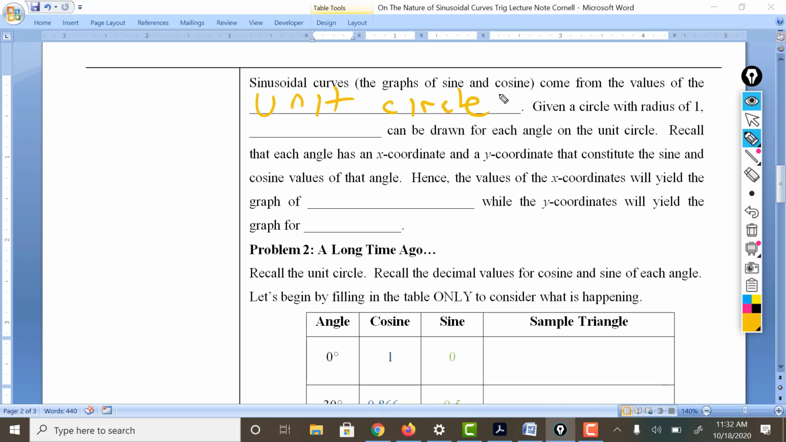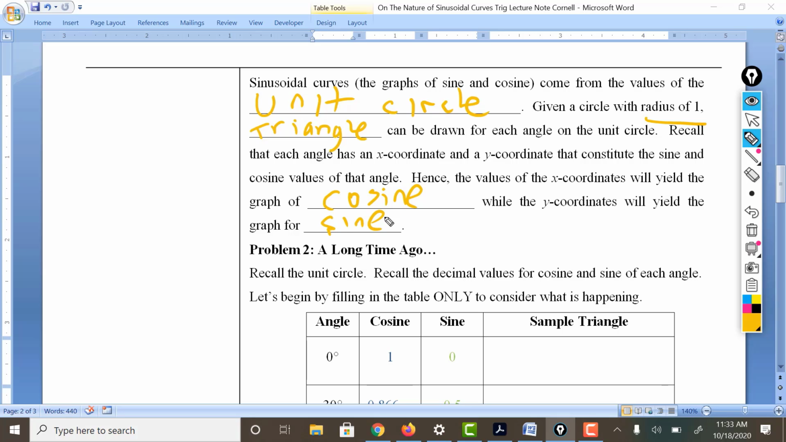So given a circle with a radius of 1, that's kind of important, we can draw right triangles for each angle. Remember we had 0, 30, 45, 60, 90. If we were to draw right triangles for each of those, there would be an x and a y component. Recall that on the unit circle there are points on the graph, and those correspond to coordinates, which will be cosine and sine. The x coordinate represents cosine, the y coordinate represents the sine value. So the values of the x coordinates will yield a graph of the cosine, while the y coordinates will yield a graph for sine.